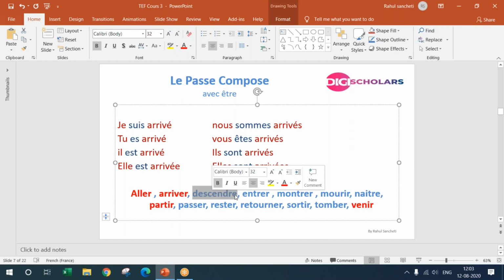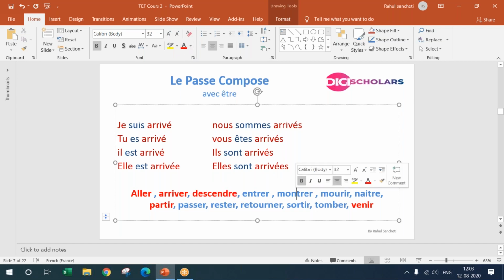Descendre is to get down. What will be the opposite of that? To climb up. Monter is to climb. Entrer is to enter. I enter the house, I enter the building, I enter the room. What will be the opposite of that? Exit. Perfect. Sortir is to exit. Mourir is to die. What will be the opposite of that? To live. Naître is to be born.